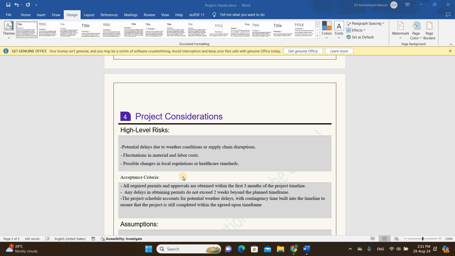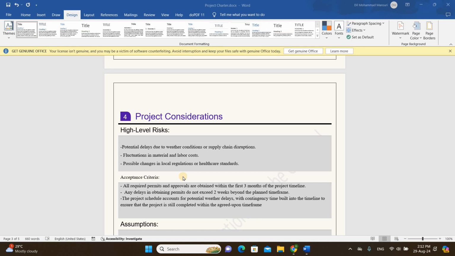The risk is inevitable, but you have to mention the probability of risk, like potential delays due to weather conditions or supply chain disruption. We know that weather has a bad impact on any project. It will delay the project. So we'll have a potential delay due to the weather condition. Then fluctuation in material and labor cost, because there is price escalation, there will be a shortage of labor, and material prices will rise up. So that is the risk related to the projects.